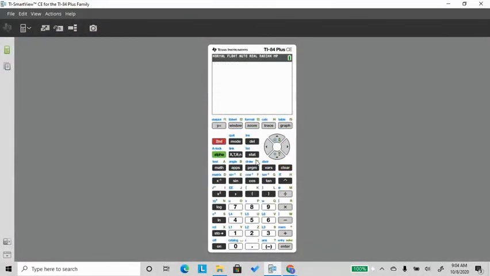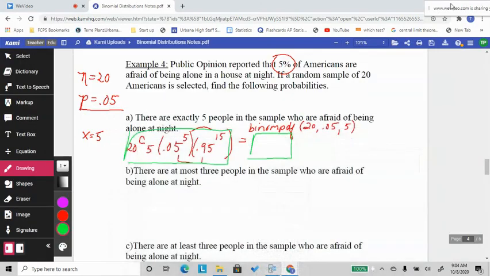clear, second bars. Sometimes it's faster for me to go from the bottom. And then I have 20. And then the probability of being afraid was 0.05. And then I wanted, I think, 5 to be afraid on that one. And you get an answer of 0.0022. Try to take these to 4 decimal places. I'm not sure if I did that on my last one. Okay, so 0.0022.